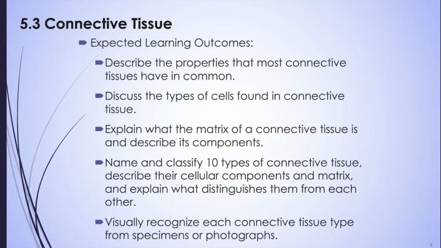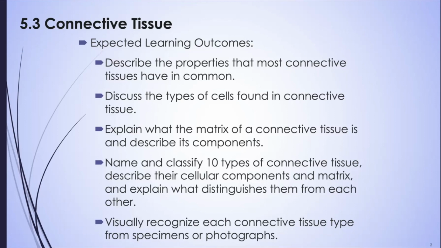So, connective tissues. These are your expected learning outcomes that you should be able to do after this section of chapter 5. Describe the properties that most of your connective tissues have in common. Remember, there are always outliers. Discuss the types of cells that are found in connective tissues. Explain what the matrix of a connective tissue is and describe the components of that matrix.